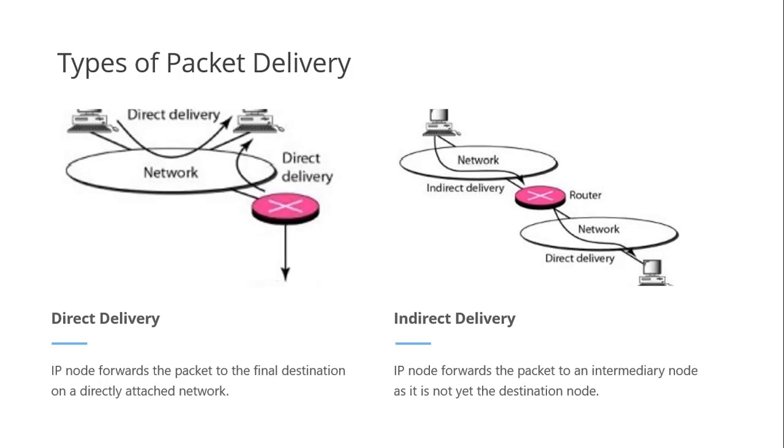Now, as mentioned a while ago, when sending packets, the packet sent might be already the final destination or the final host or another intermediary node. So, if the packet sent is already the final destination, that means it is what we call a direct delivery. Now, if the packet sent is an intermediary node and not yet the final destination, we call it indirect delivery.